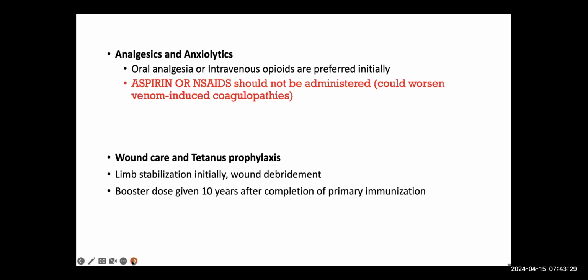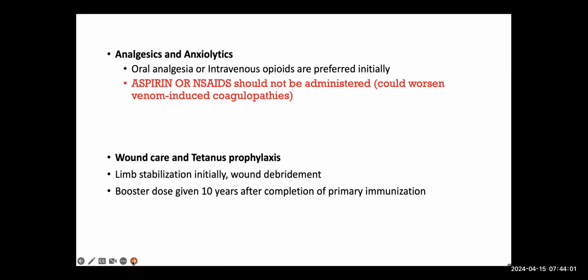So you also want to treat pain. One of the modalities is pain management. In these patients, you can give oral analgesia or IV opioids, which are preferred. You want to stay away from aspirin or NSAIDs, which could worsen venom-induced coagulopathies. Wound care is also a very important modality of management, in which you want to have limb stabilization, especially in the index patient. And eventually, if there's necrosis of the area, you want to do wound debridement, after you have given your anti-venom.